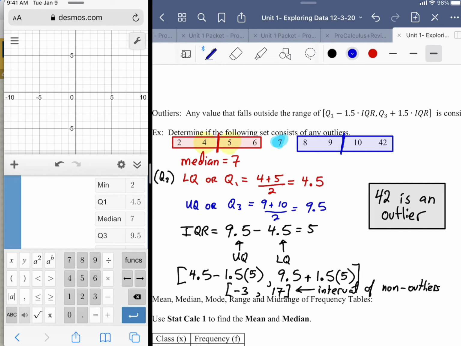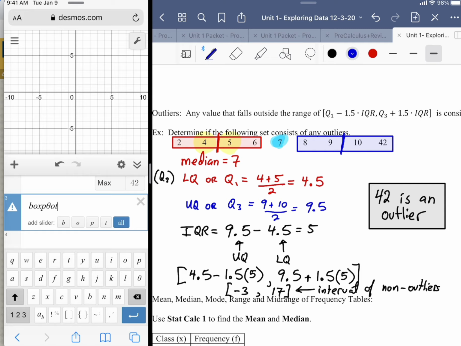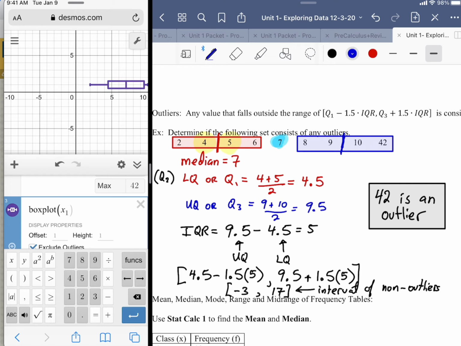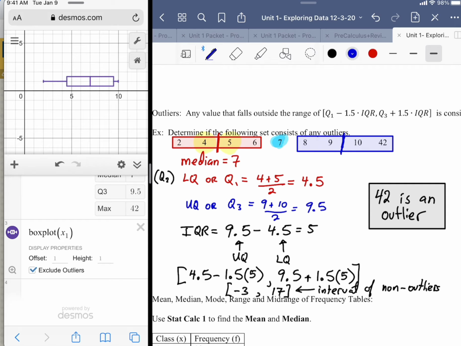Another way to do it, so just kind of stealing my own thunder a little bit, involves what's called a box plot. If you're not familiar, I'll get into how to construct this in a future lesson, but for now, I'm just going to give you the avenue to get outliers very quickly. What you would do is type in box plot of X1. Then you'll see an option to exclude outliers.